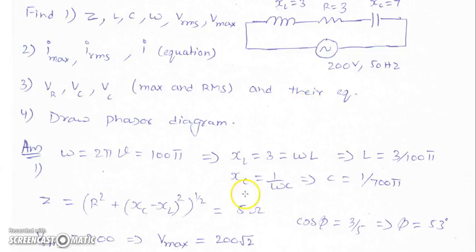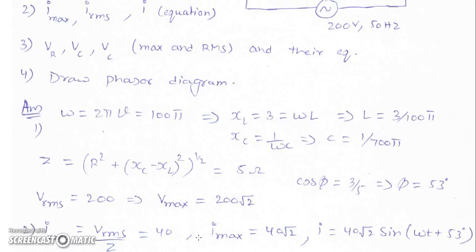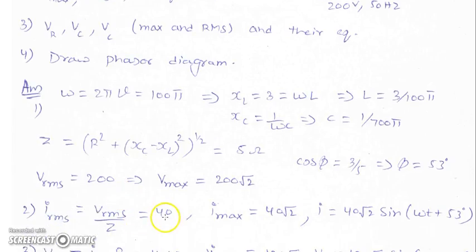Vmax is Vrms into root 2. The rms voltage into root 2 is the maximum voltage. In the second part, we have to calculate Imax, Irms, and the equation for the current. So Irms is Vrms by Z. Again, by multiplying it by root 2, we get Imax. The equation of current is Imax sin(omega t plus phi). That's why this phi was calculated earlier.